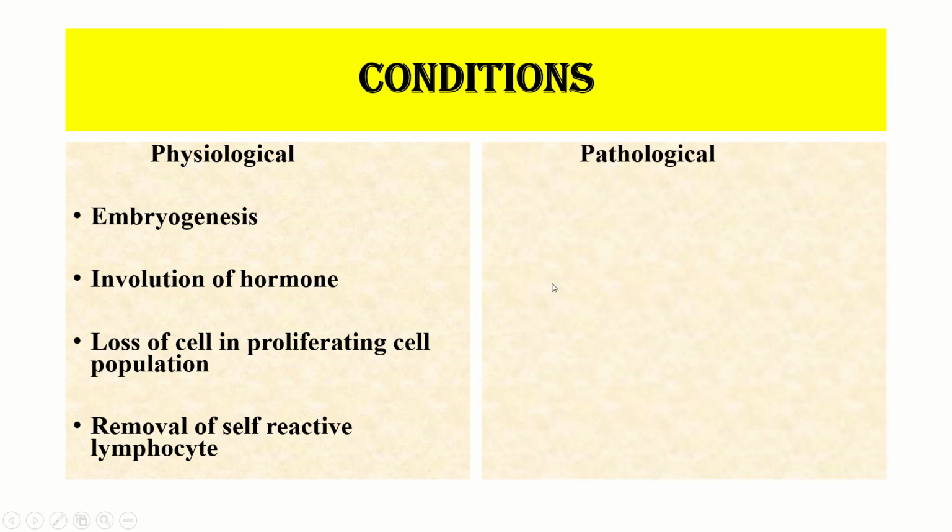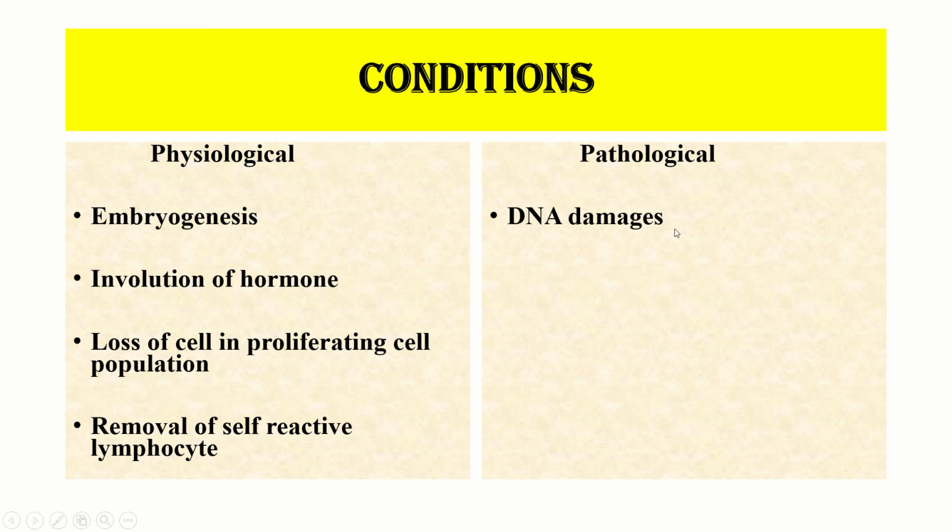Now we'll come to the pathological condition. What happens here that leads to apoptosis? First point is DNA damage. DNA damage means what? We were just now discussing that when there is extensive DNA damage which is beyond the capacity of repair, at that point of time, the cell decides to switch over to apoptosis or suicide.